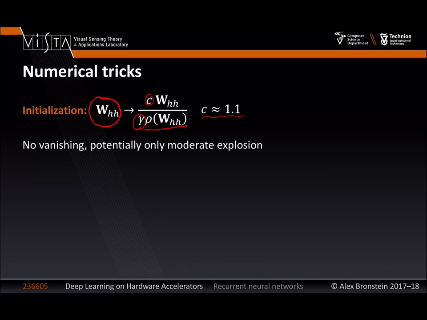Yes, gamma is the upper bound on the derivative of phi. If it's real, it's just 1. Okay, the steepest slope of phi.